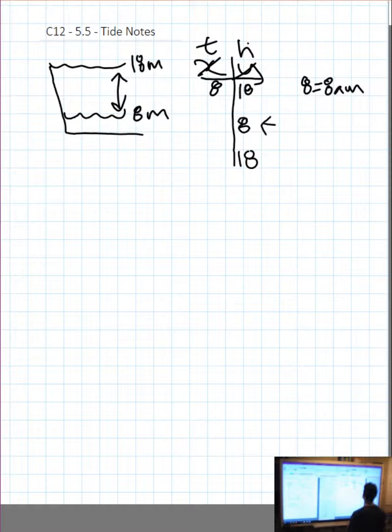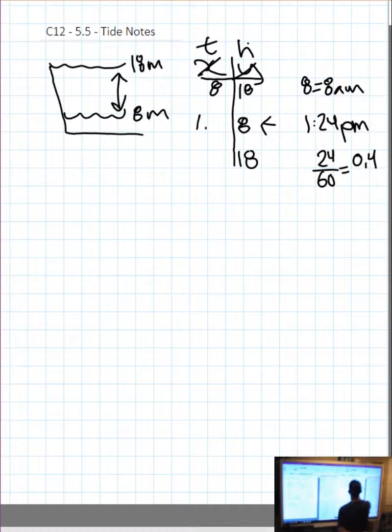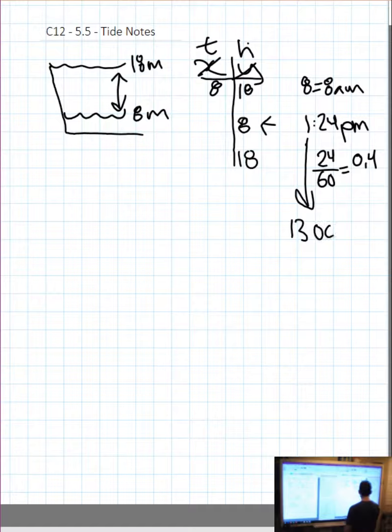That's 1:24 p.m. Is that 1.24? No. 24 divided by 60 is equal to 0.4. So in my table, I have to write 1.4. Not only that, but 1 p.m. on the 24-hour clock is 13 o'clock. So in the table, I actually have to put a combination of 13 o'clock and 0.4, the decimal.